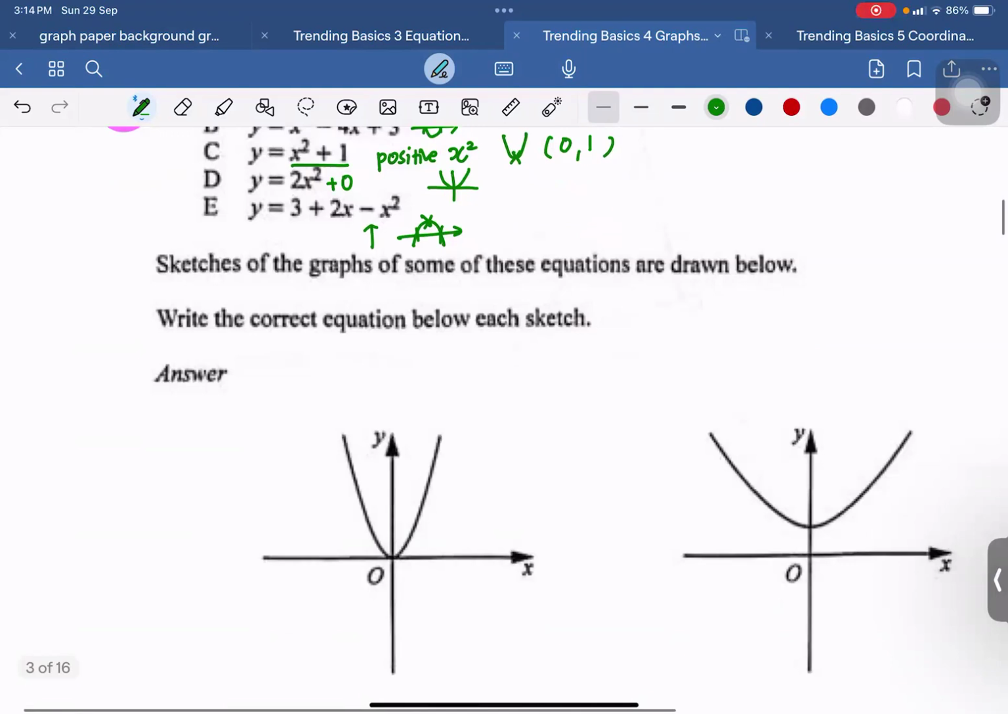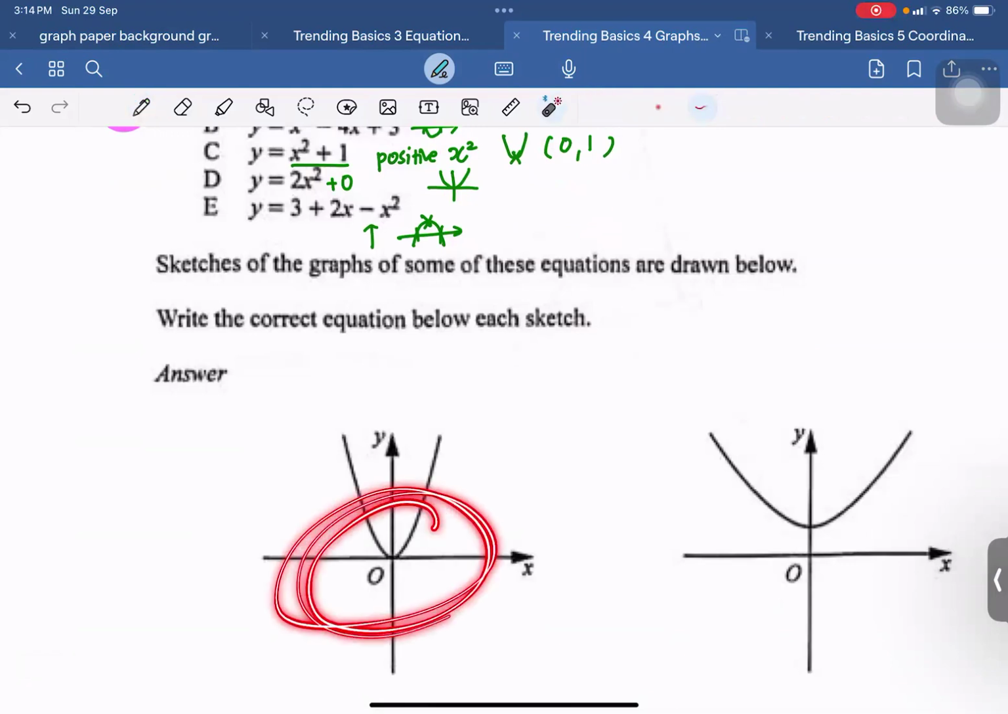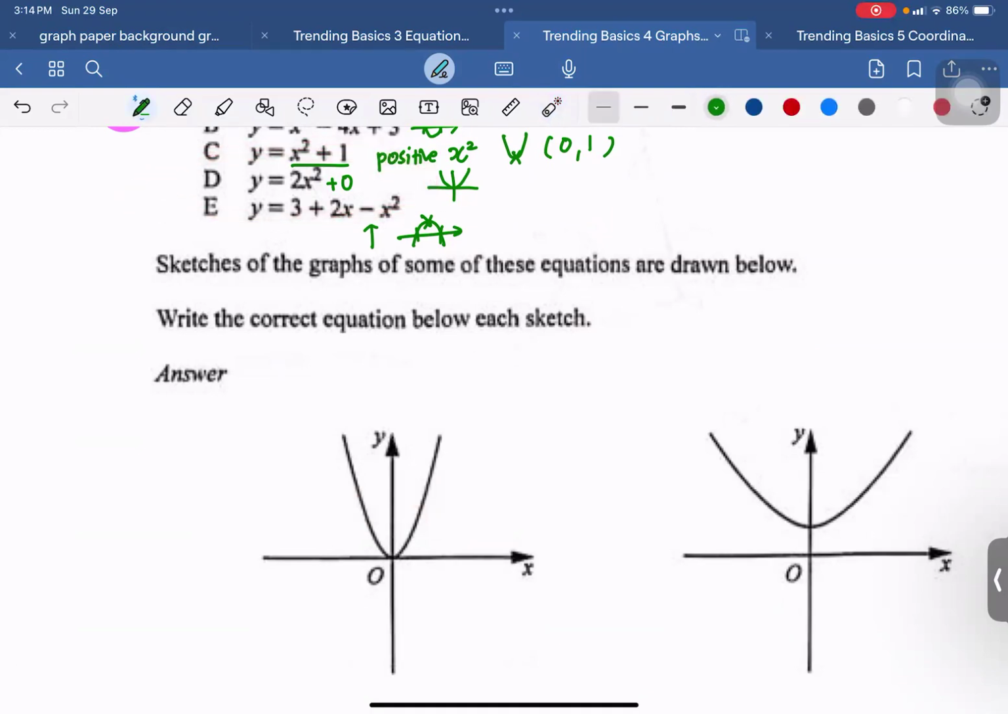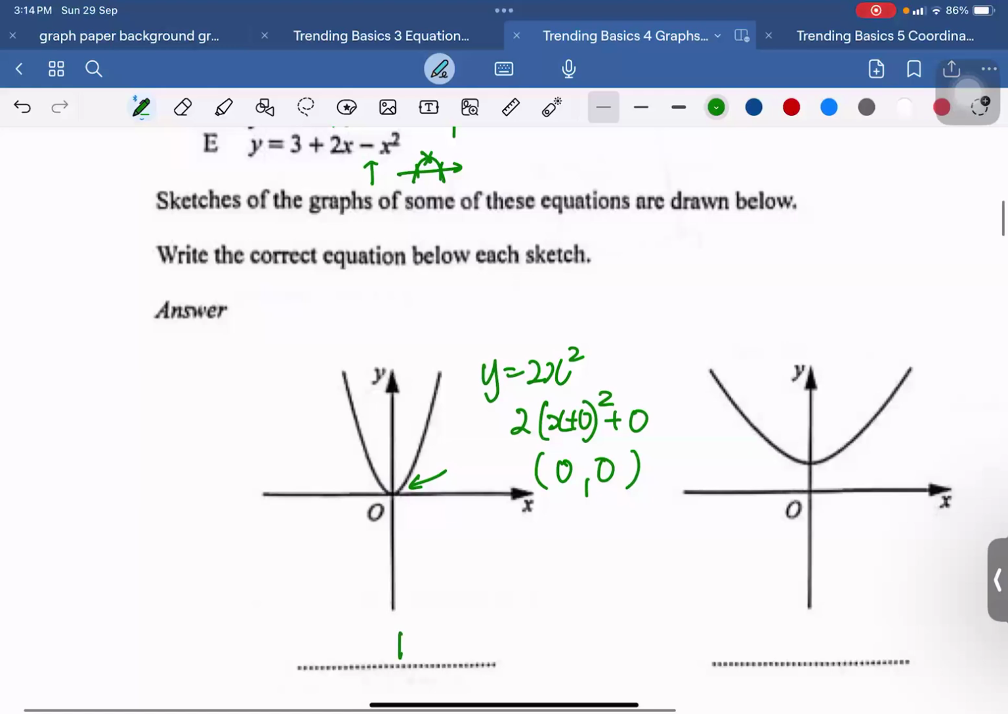First one over here, I notice this is the point 0, 0. It matches question D. D is y equals 2x squared. Why do I say this is 0? This is 2 times something squared and nothing outside, so it's plus 0. If I look at my turning point, it's just 0, 0, which matches this portion. So this one will be equation D.